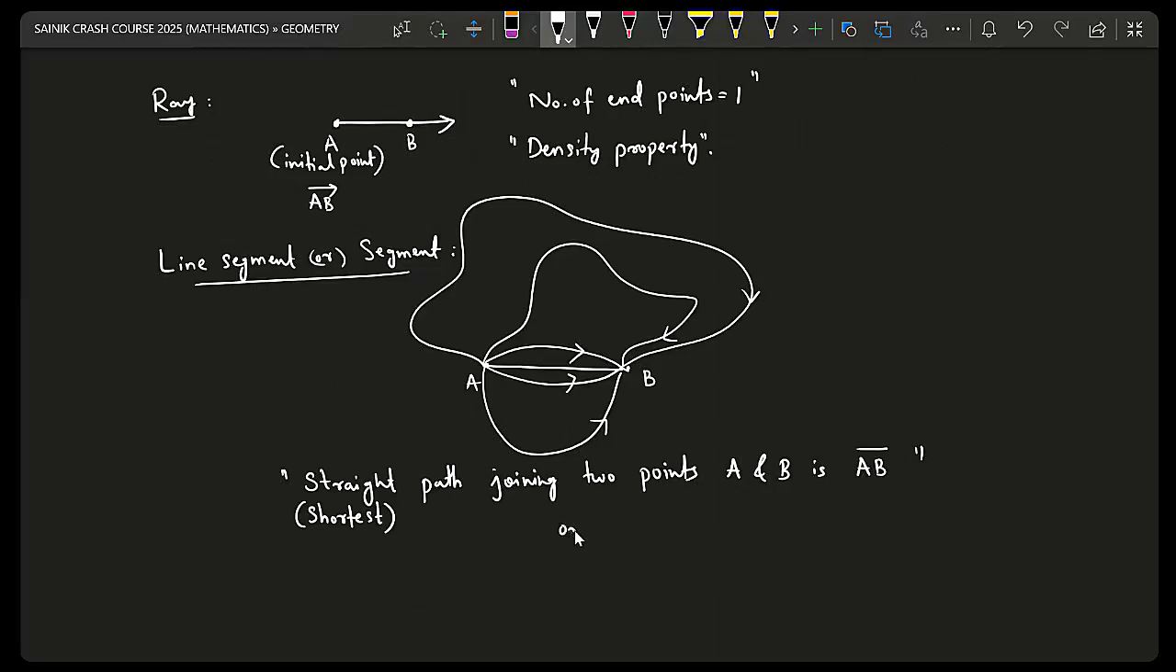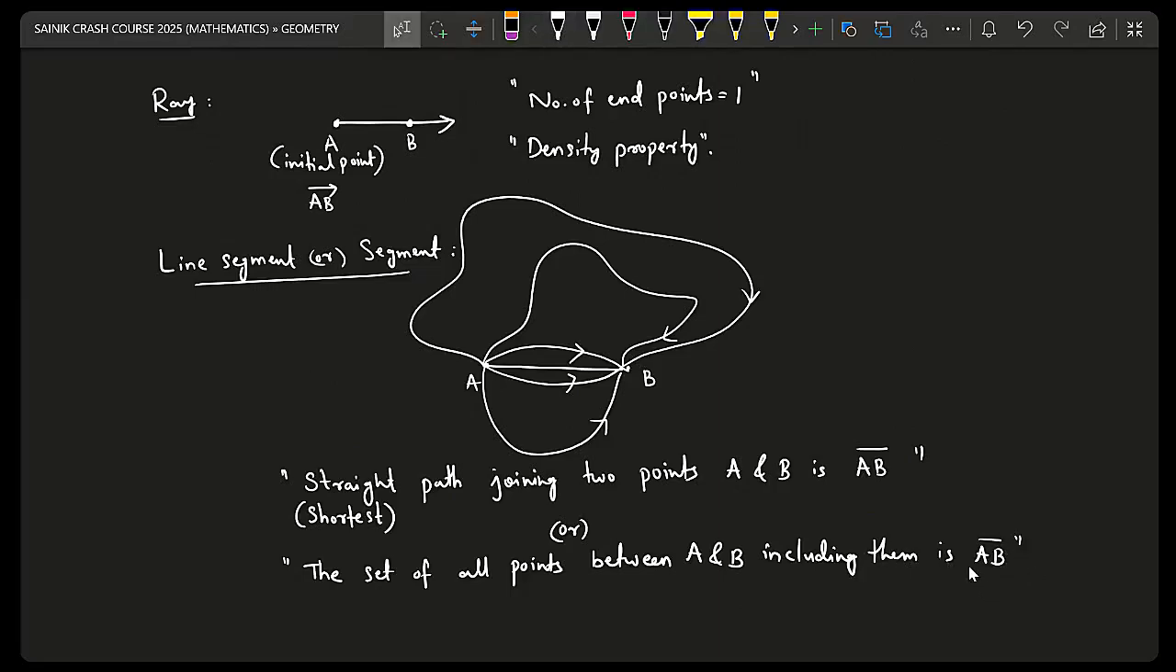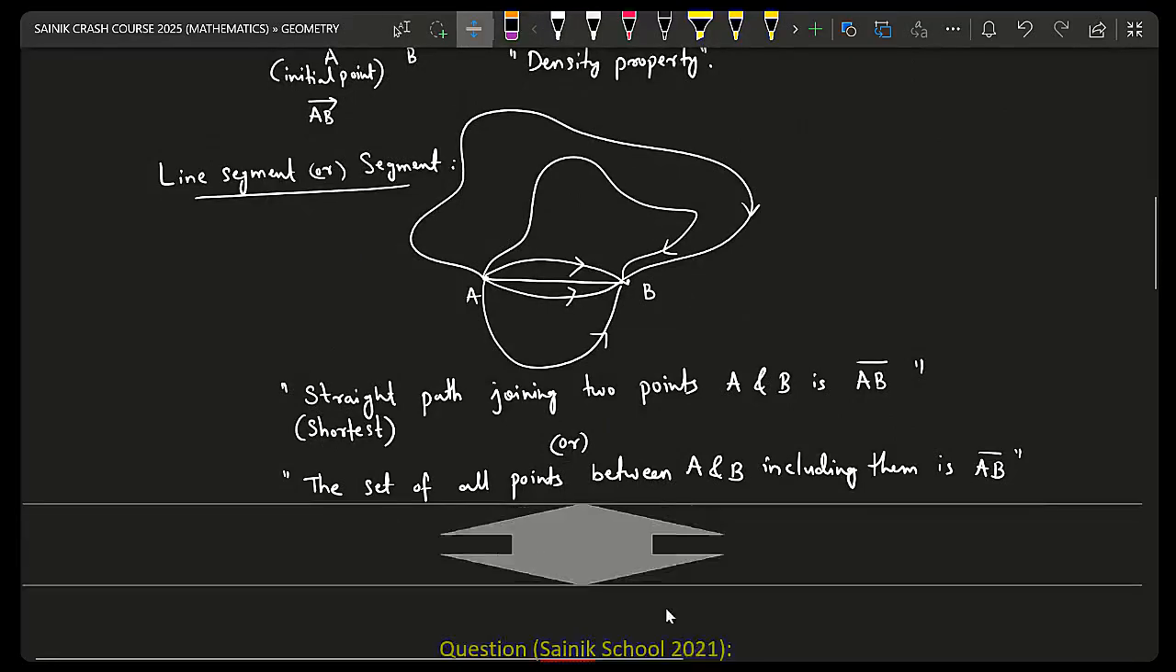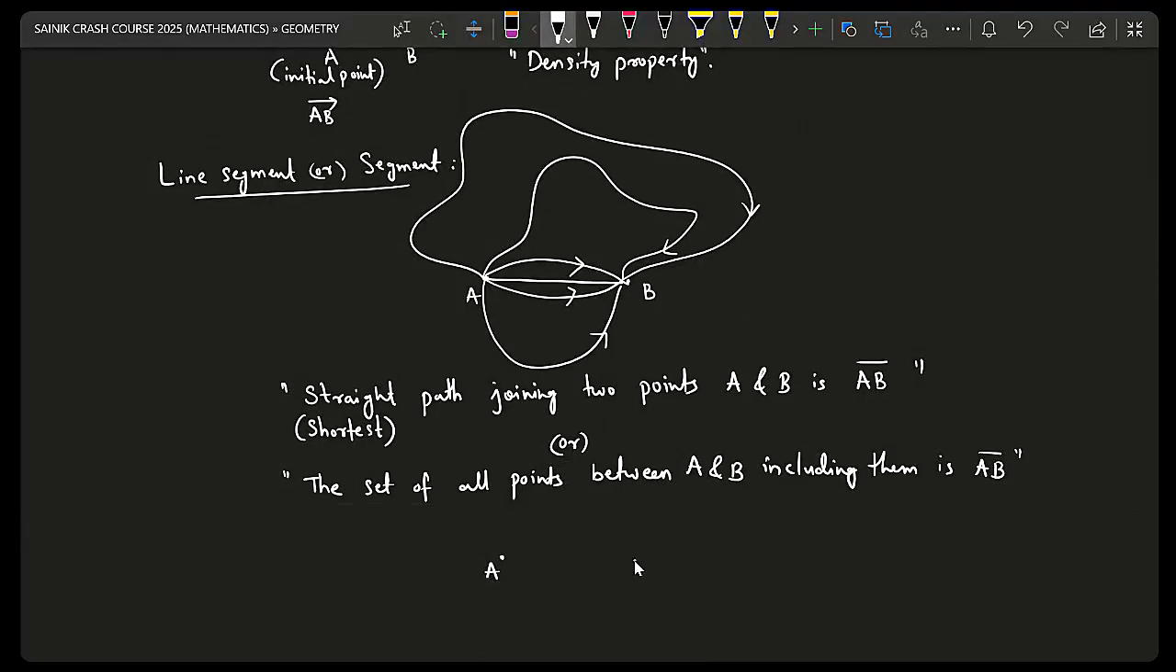Or we have a more formal definition, that is mathematical definition. We already understood when a point lies between other 2 points. Okay, so we can say the set of all points between A and B, including them. That means we should include A and B also. Including them is the line segment AB. So what is this definition? Okay, so let's take a point A here, and let's take a point B here.